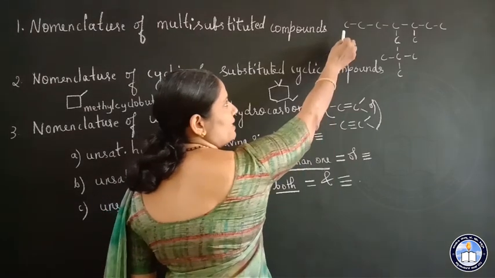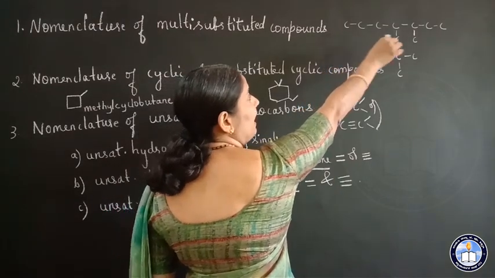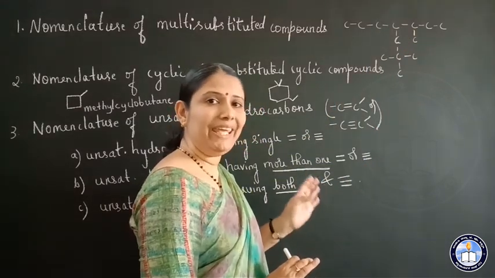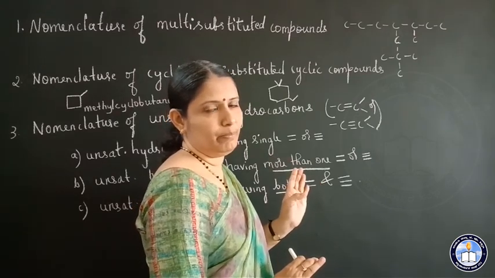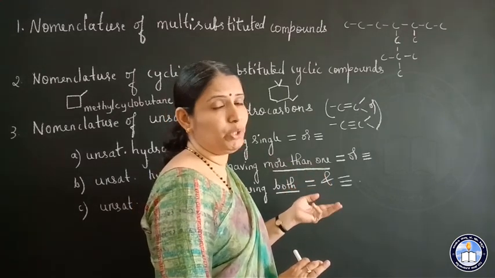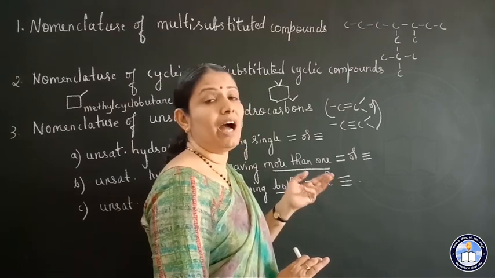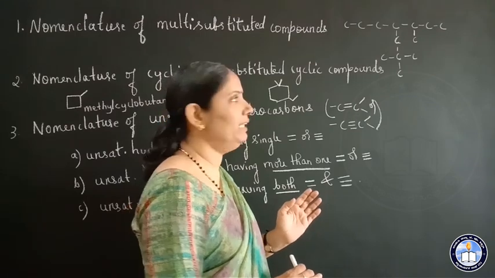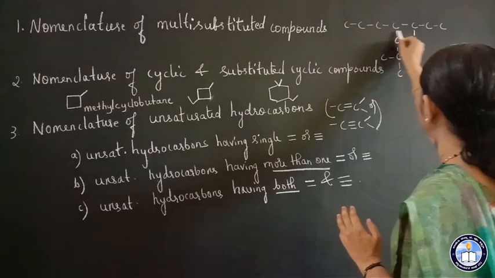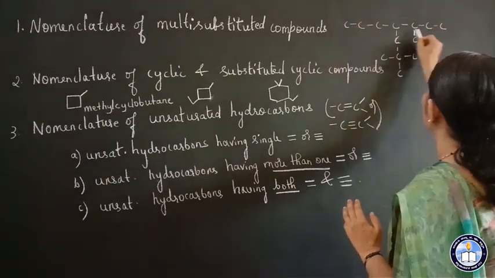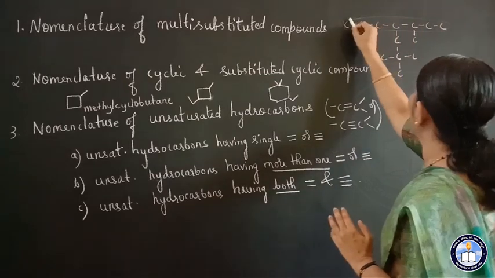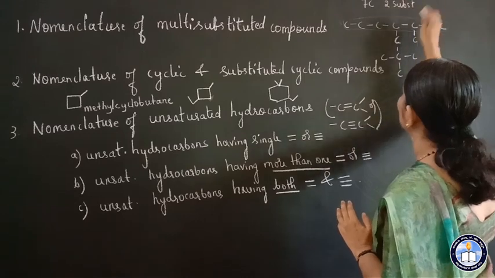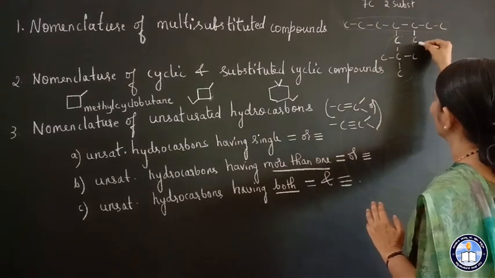If the compound has two equal number of carbon chains but different number of substituent groups, then the carbon chain which has got more substituents is selected as the parent chain. See here, if you select in the straight line, you have got 7 carbon atoms but 2 substituents. So this is one substituent and this is one substituent.